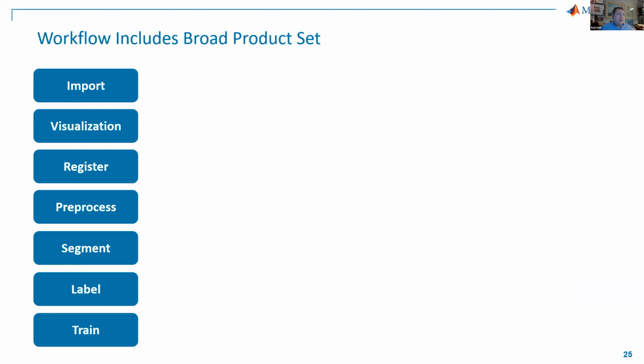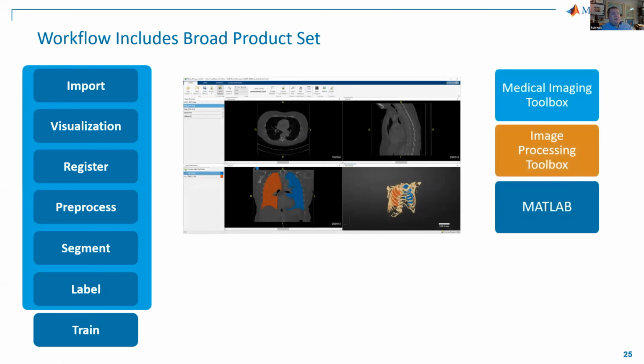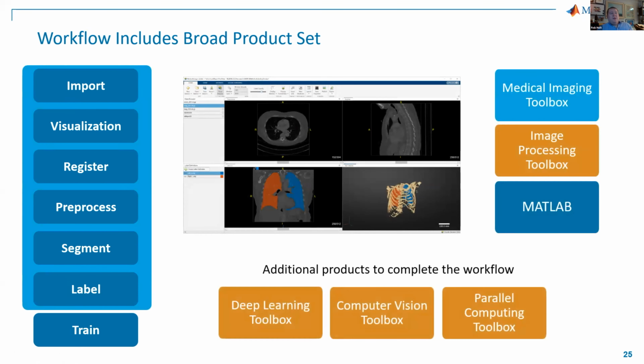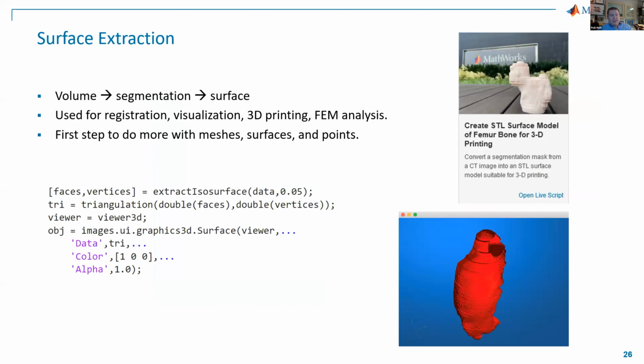So we kind of touched on IO, visualization, all the way through labeling, but those are focused on for the medical imaging toolbox and the image processing toolbox. But we also have the deep learning toolbox, the computer vision toolbox, and the parallel toolbox. And these new medical imaging tools fit in very well with our existing tools. All of the MATLAB tools kind of work together.